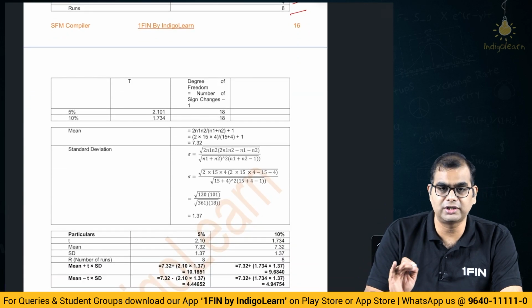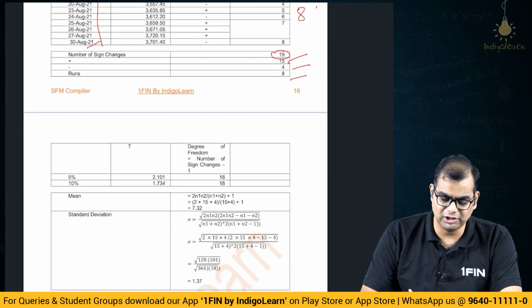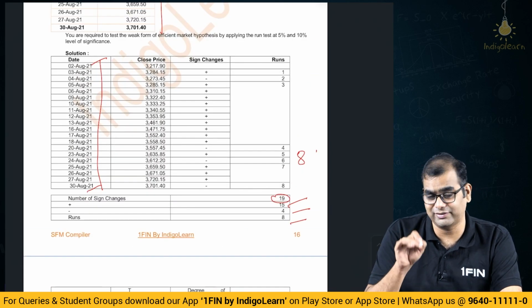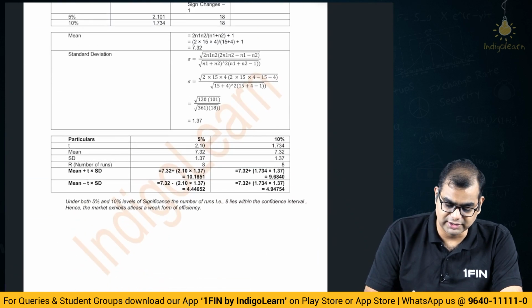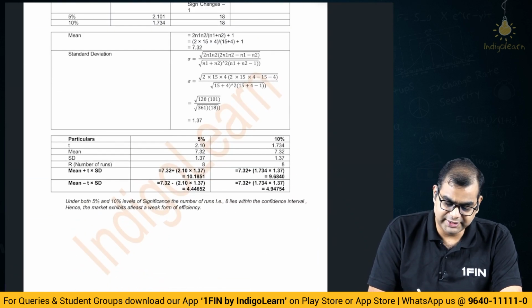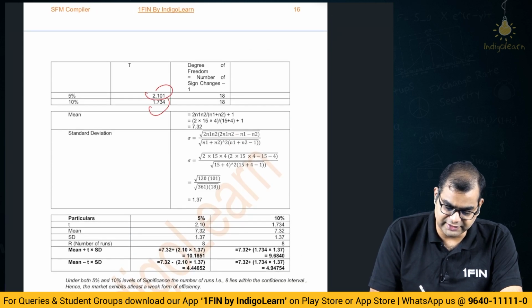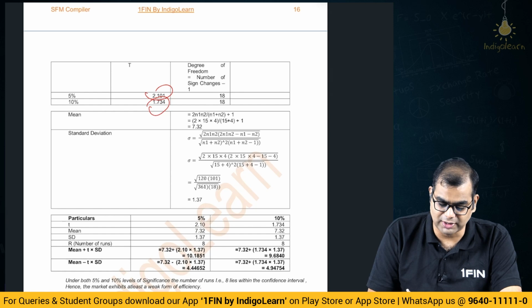In this, you don't try to find the differences and all that. All you are trying to look at is whether it is positive or negative. This is actually a very easy problem if you get it in the exam. All you need to do is remember this formula; this formula is the only confusing part. So, what is the mean? And again they have given the 5% and 10% significance values. Mean is 2n1n2 by n1 plus n2, plus 1.